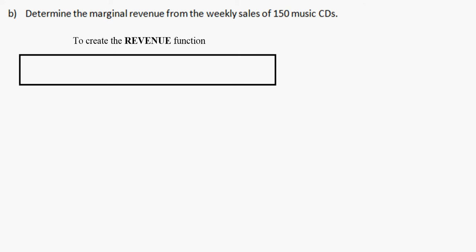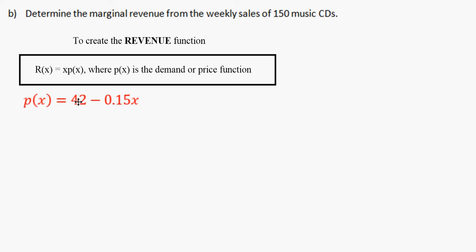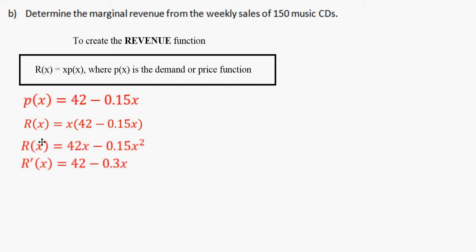To create a revenue function, if we just recall here, revenue is equal to x times p of x, and p of x is a demand function. What's a demand function again, Mr. Wills? So there's a demand function from the previous question. Alright, so we've got our p of x function, so our r of x function must be this: x times p of x. I'm just going to expand that out quickly by distributive property, multiply the x into both, and then I take the derivative.